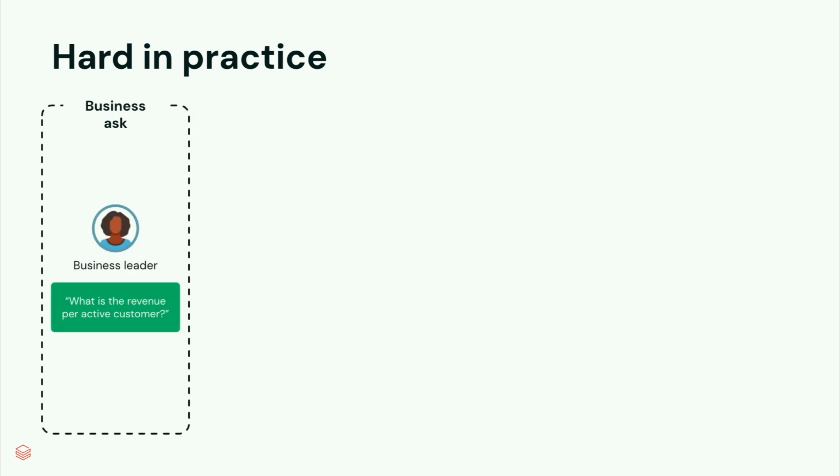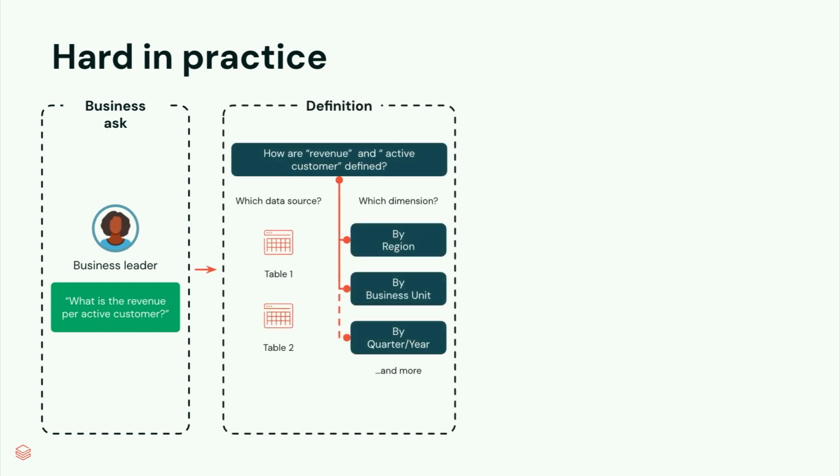So how do you reason about this? You start with a question. Let's say the question is, what is revenue per active customer? From that question, you need to decide what these things mean in your business terms. What is my revenue? What is an active customer? Which data sources do these things live in? How do I join to get to the right definition?